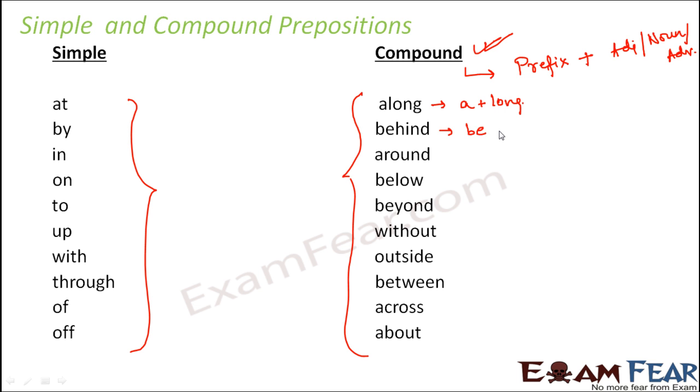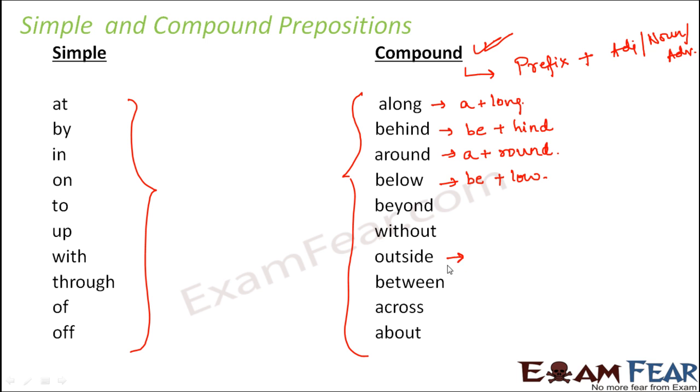Behind is be plus hind. Hind is again an adjective, and before that we have added be. So behind is a compound preposition. Around is a plus round. Round is again an adjective, so around is a compound preposition. Similarly, below is be plus low. Low is again an adjective, with the prefix be. Normally the prefix which is added is either a or be. That's the generally used prefix.